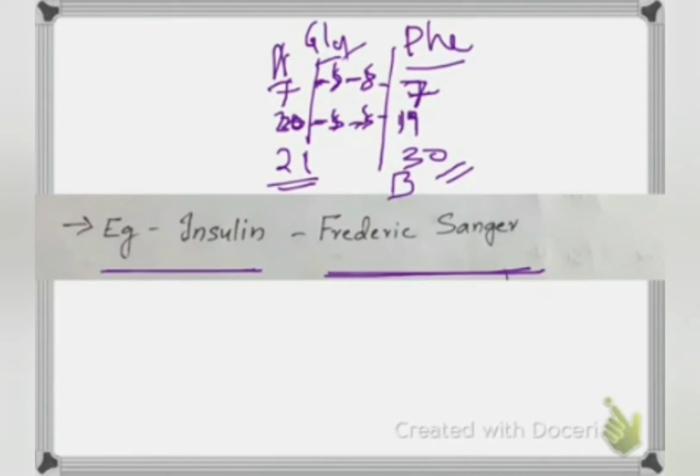So insulin contains two chains, A chain and B chain. The A chain contains 21 amino acids, the B chain contains 30 amino acids, the A chain starts with glycine and the B chain starts with phenylalanine. Here you can see two disulfide bonds: one between the 7th amino acid of chain A and the 7th amino acid of chain B, and the next between the 20th amino acid of chain A and the 19th amino acid of chain B. So insulin contains both covalent and disulfide bonds.